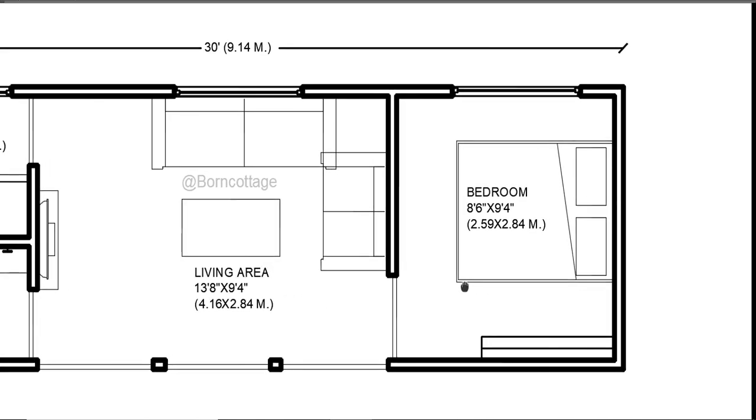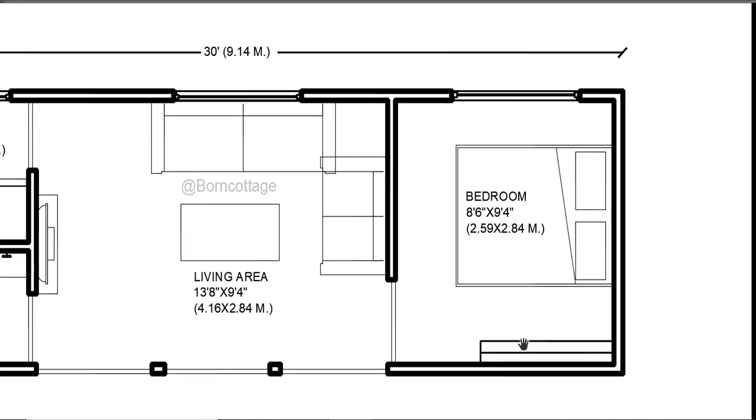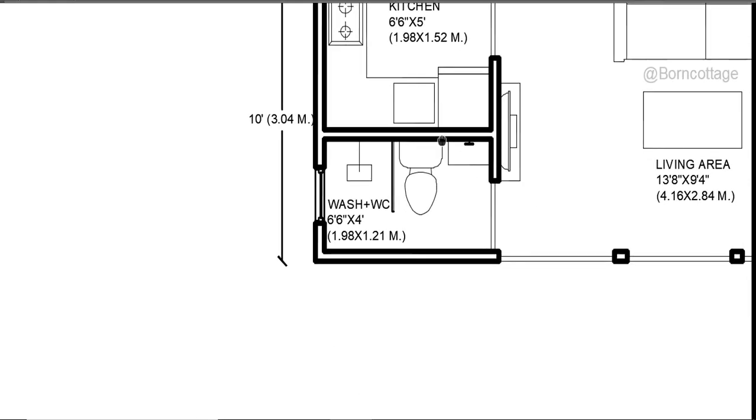On the right side we have a bedroom here. You can see here the bed arrangement, wardrobe arrangement and also a large size window for ventilation and light purpose of this room. And on the left side we have a common use washroom plus water closet.